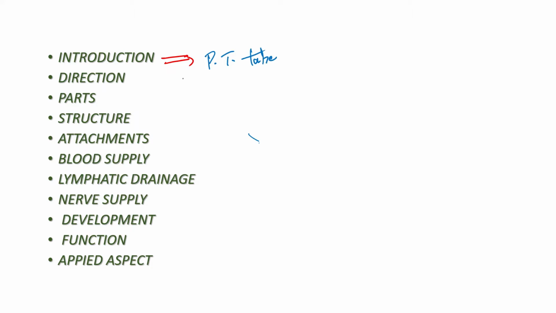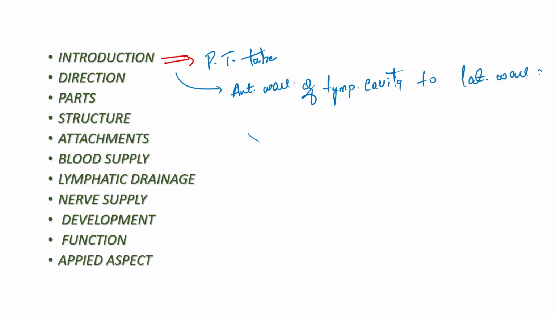It is seen extending from the anterior wall of the tympanic cavity or the middle ear cavity to the lateral wall of the nasopharynx. So it is the nasopharynx which receives the opening of the auditory tube. So this is about the extent of the auditory tube.